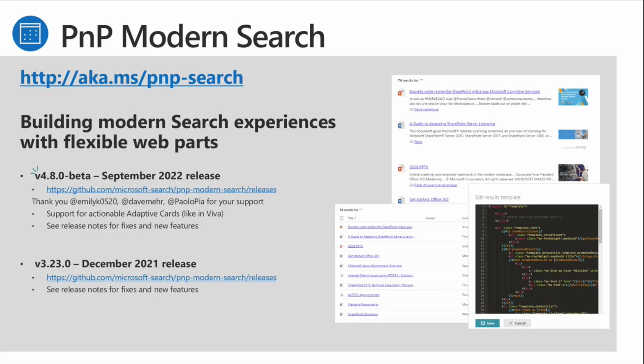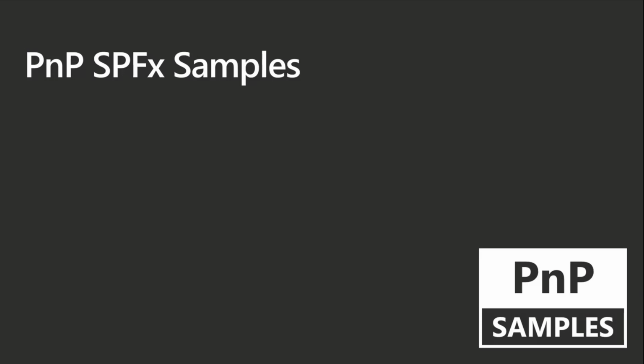And we also have the old version 3.23, which is of December 2021. You should move to the latest one, to the V4, to benefit of the latest capabilities, the PnP modern search. We also have a bunch of samples in the PnP area, in the samples gallery.